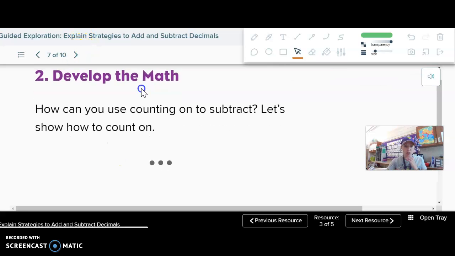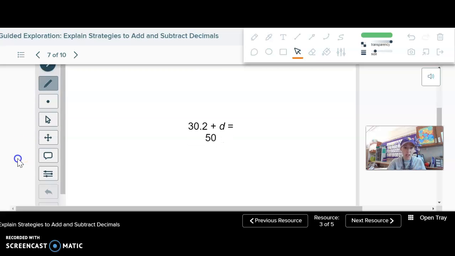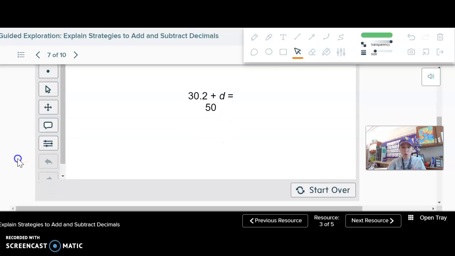is a great strategy. Okay, we could use counting on. If I say, okay, how much more? Well, I know I need 8/10 to get to 31, and then I need 19 more from there.